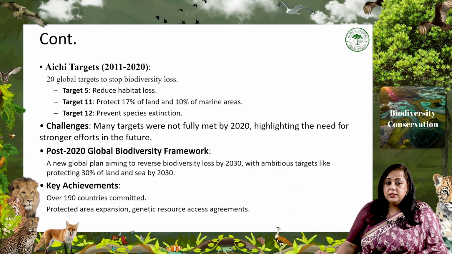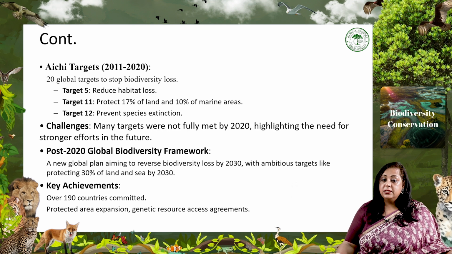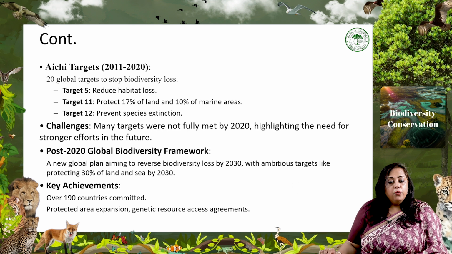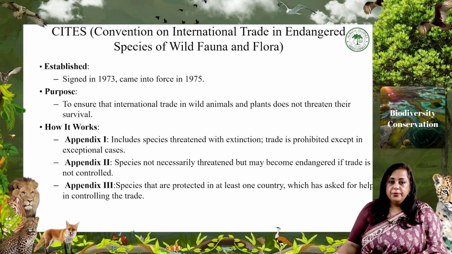There are challenges. Many targets were not fully met in 2020, highlighting the need for stronger effort in the future. Post 2020 Global Biodiversity Framework, a new global plan aiming to reverse biodiversity loss by 2030, with ambitious targets like protecting 30% of land and sea by 2030. And the key achievements: over 190 countries committed, protected area expansion, genetic resource access agreement.